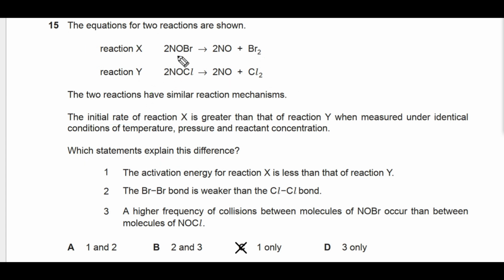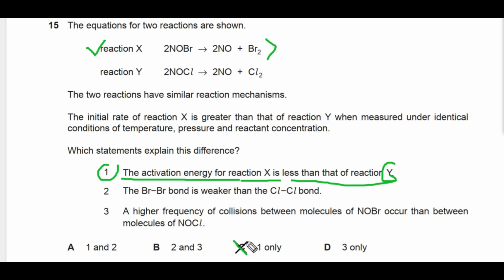That means the rate of reaction X is greater. So this answer will be 1, because the activation energy for reaction 1 is less than the activation energy of Y. Reaction 1 has lower activation energy. So if the activation energy is less, more molecules have energy greater than the activation energy, so more successful collisions occur.